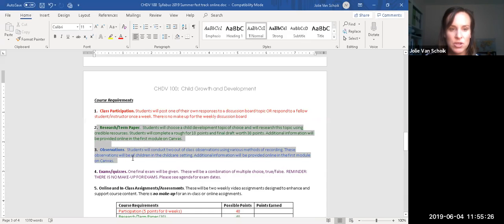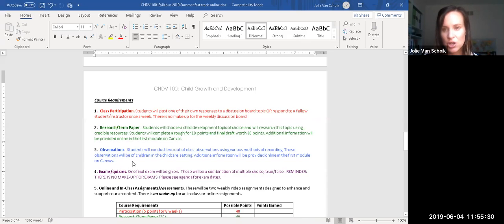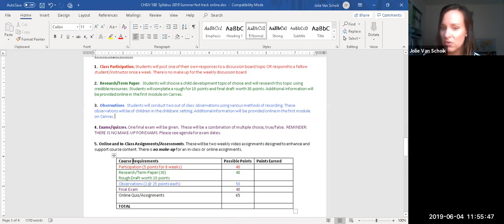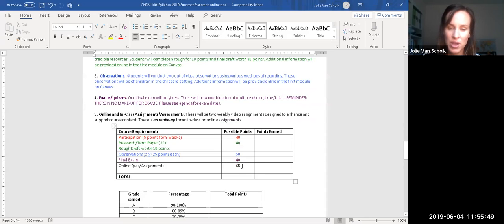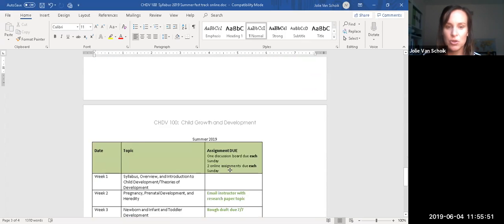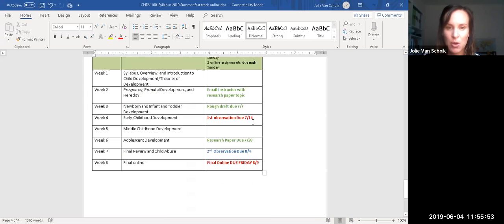Once again, we have the research term paper, and we also have 2 observations that you're going to do. There are 2 videos about that up on Canvas already, so you can see the written instructions, you can see the rubric for both the observation and the term paper, and you can watch the videos. Once again, it's an 8-week class. You're going to have to start thinking about it sooner rather than later. These are our total points that you would use. So this is what is going on as far as our weeks.